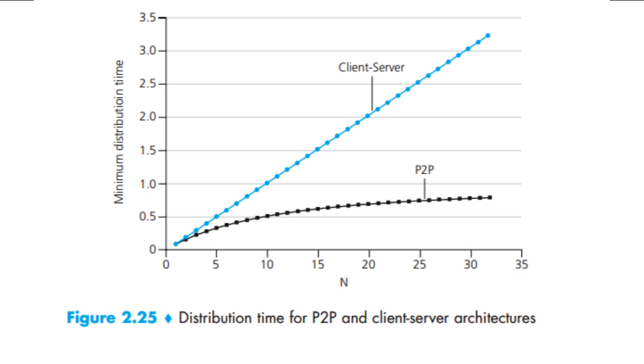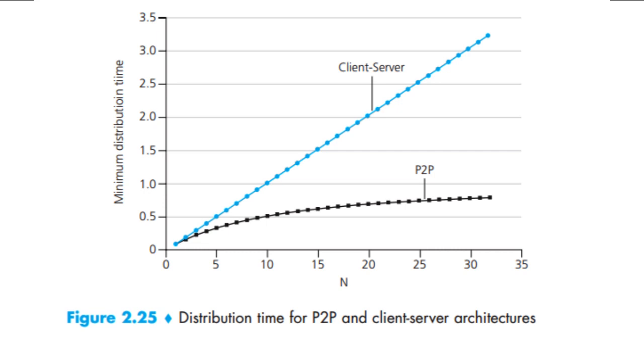Figure 2.25: Distribution time for P2P and client-server architectures. Figure 2.25 compares the minimum distribution time for the client-server and P2P architectures, assuming that all peers have the same upload rate u. In Figure 2.25, we have set F over u equal to 1 hour, so u_s is equal to 10u, and d_min is greater than or equal to u_s. Thus, a peer can transmit the entire file in 1 hour. The server transmission rate is 10 times the peer upload rate, and for simplicity, the peer download rates are set large enough so as not to have an effect.